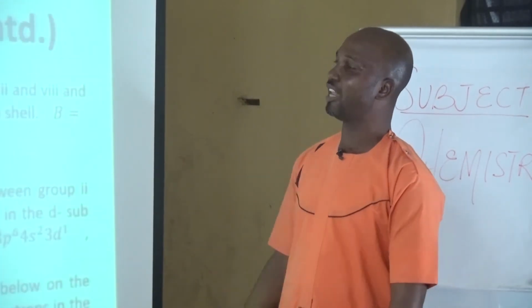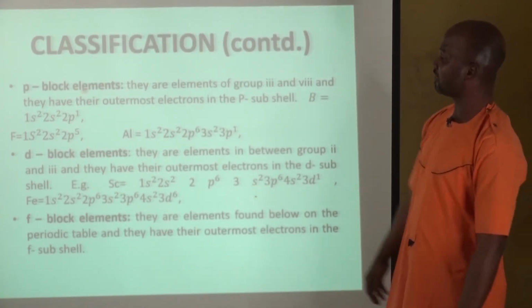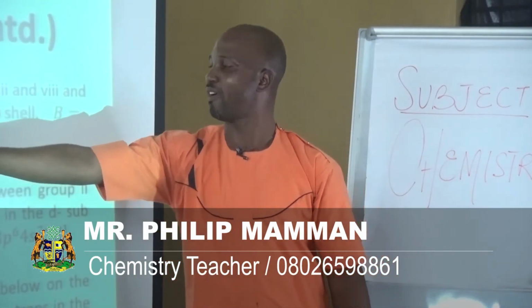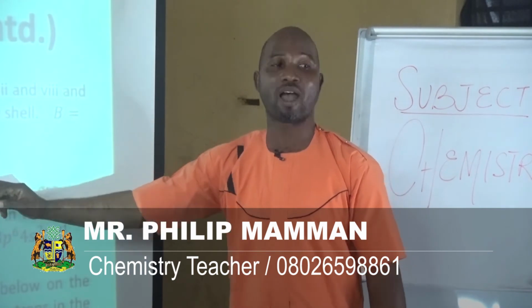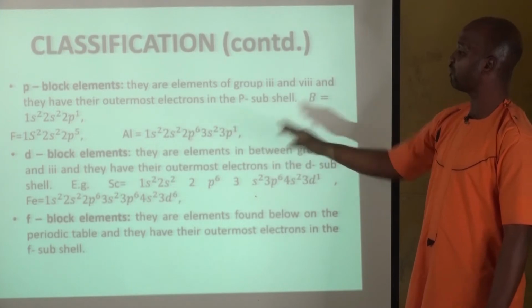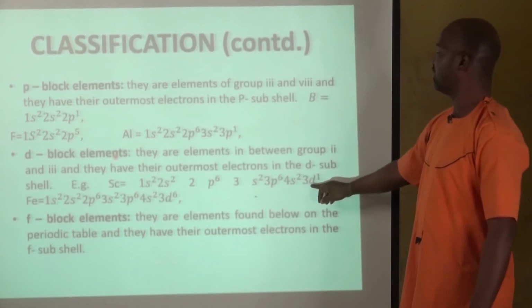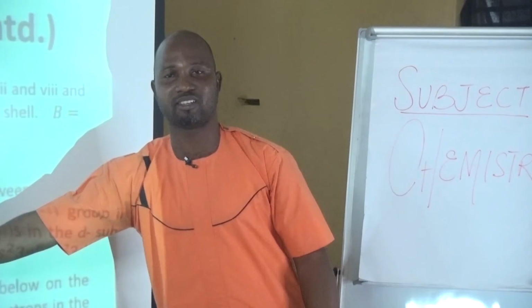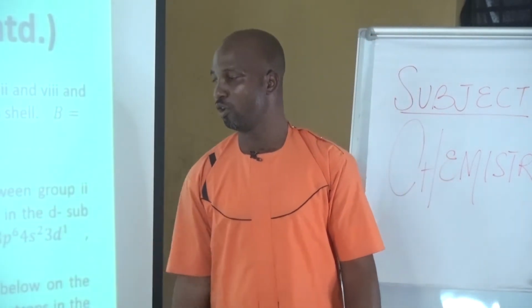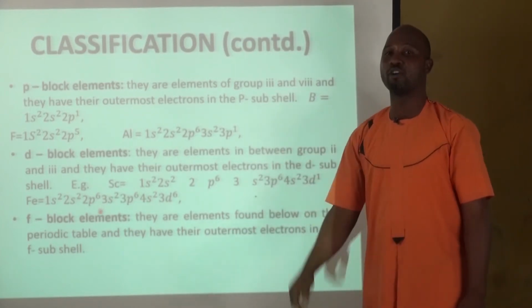Let's look at the p block elements. The p block elements also have their differential electron in the p subshell. So you can see in boron 2p1, in fluorine 2p5, in aluminium 3p1. It indicates that they are p block elements. The d block elements have their differential electron in the d subshell, as can be seen in scandium 3d1 and iron 3d6. Of course, the f block elements, your scope has not reached that level, but I would like you to know that they also have their outermost electron in the f subshell.